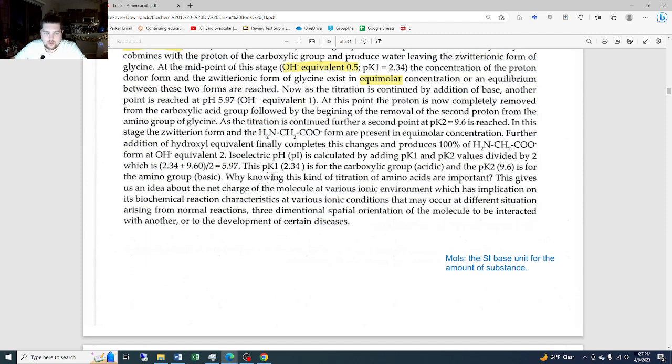So why is knowing this kind of titration of amino acids important? There's a lot of words. You don't focus on trying to memorize all of this. This is a lot of complicated mumbo jumbo. So let's really focus on the why. Why is this important? Not necessarily this whole process, but this is going to give us an idea about the net charge of the molecule at various ionic environments, which has implications on its biochemical reaction characteristics at various ionic conditions that may occur at different situations arising from normal reactions, three-dimensional spatial orientation of the molecule to be interacted with another, or the development of certain diseases.